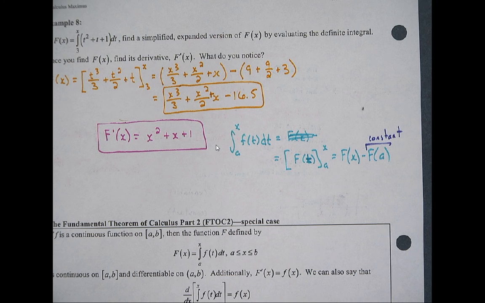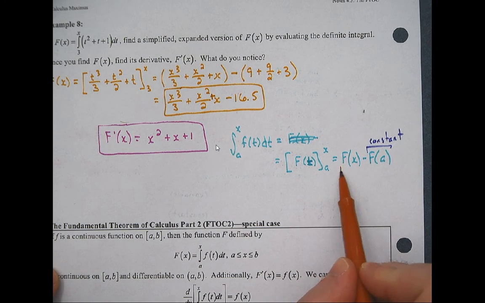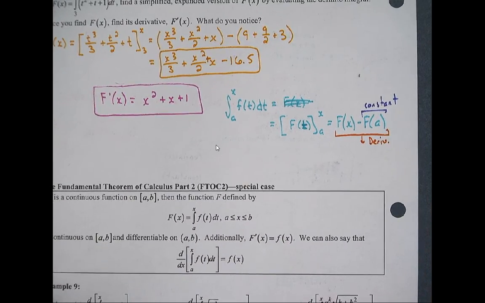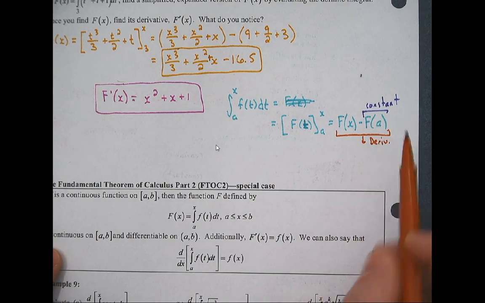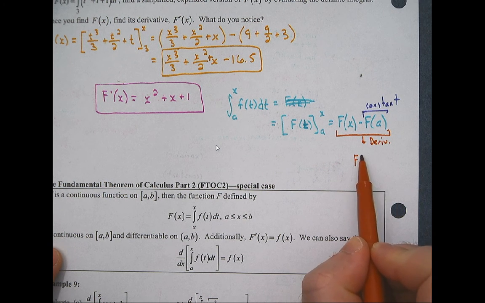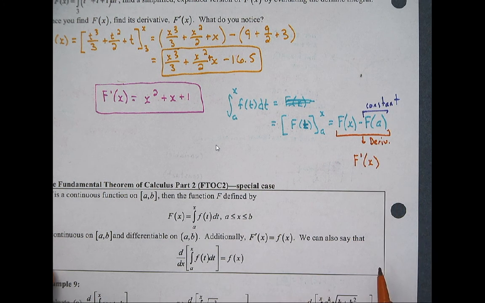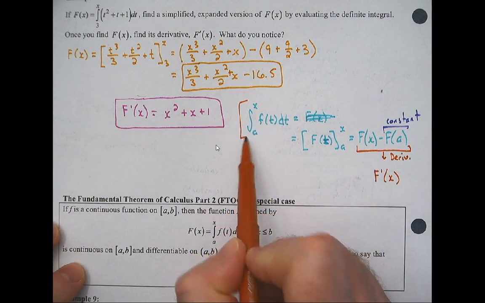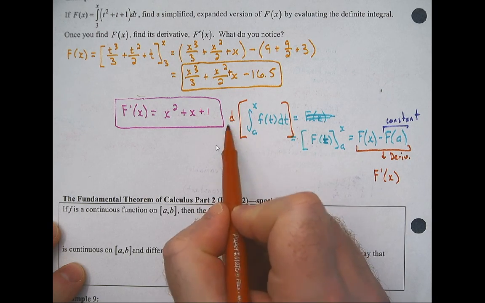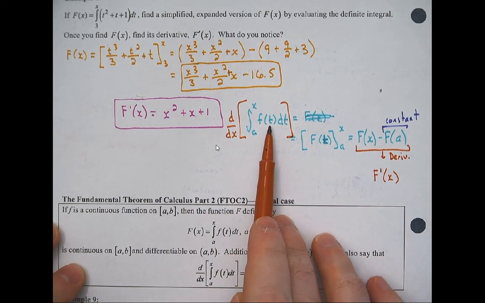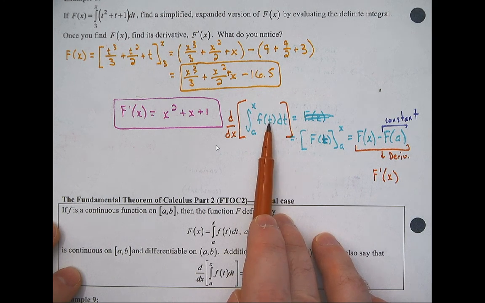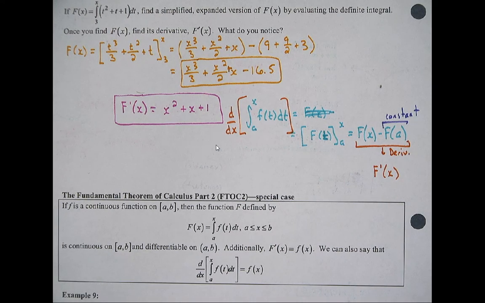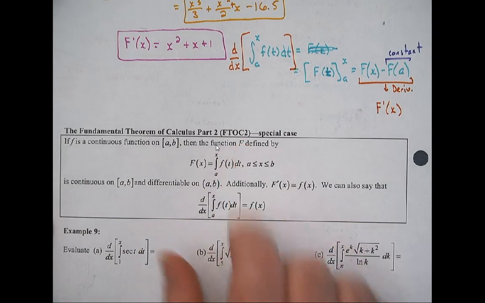So if I try to take this thing and derive it, the constant is going to go away, and we're left with just f prime of x. So if I try to take the derivative with respect to x of a variable based on t with boundaries including x, I can end up with a function that's not based on t at all anymore. So this is the fundamental theorem of calculus as the special case.